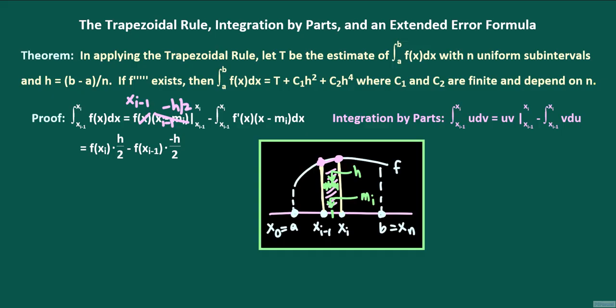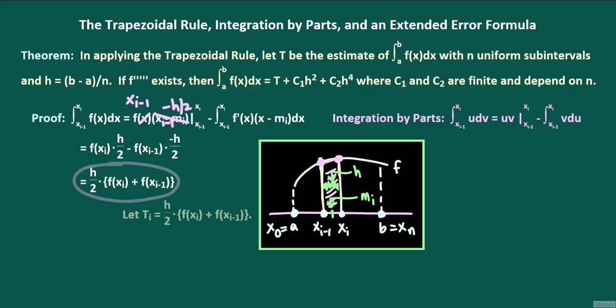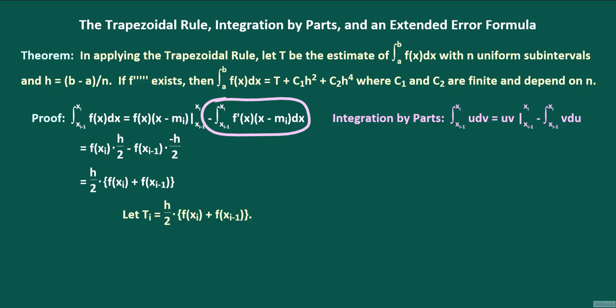We rewrite these two terms as h over 2 times the sum of f of x sub i and f of x sub i minus 1. This is the trapezoidal rule term for the ith subinterval. We call this T sub i. This other term must be the trapezoidal rule error for the ith subinterval. We apply integration by parts to this error integral.